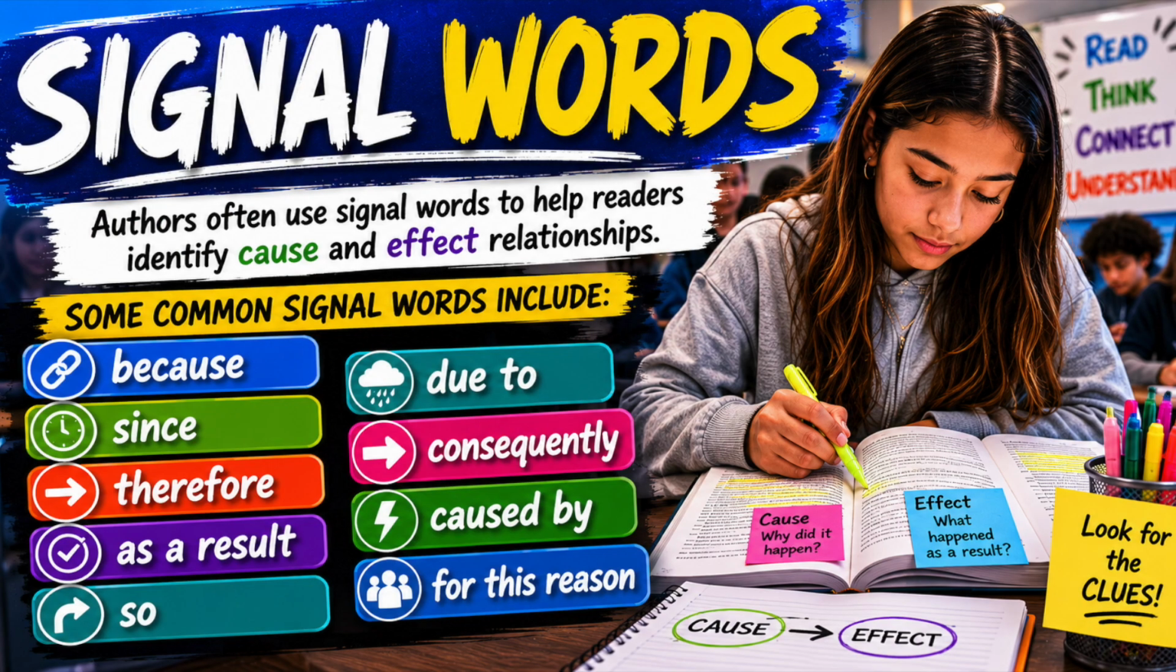Now, I know it can be hard to determine this relationship, but authors often use signal words to help your student identify cause and effect relationships. Some common signal words are because, since, therefore, as a result, so, and due to. They may also see the words consequently, caused by, and for this reason. These clue words help readers notice relationships between events and ideas.